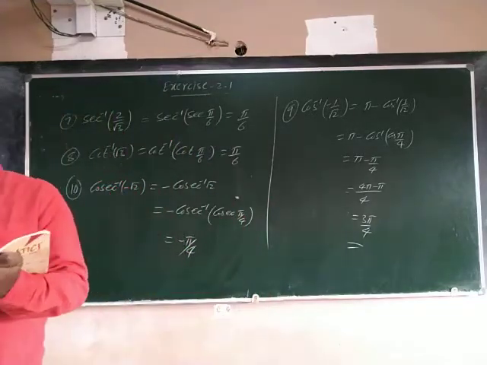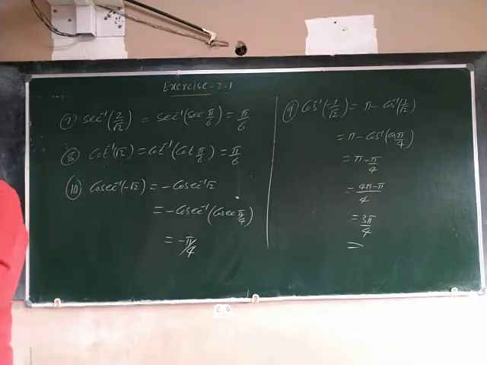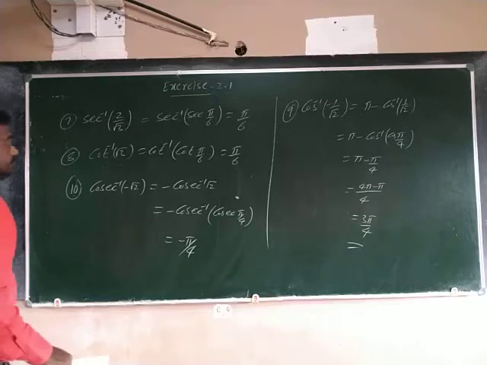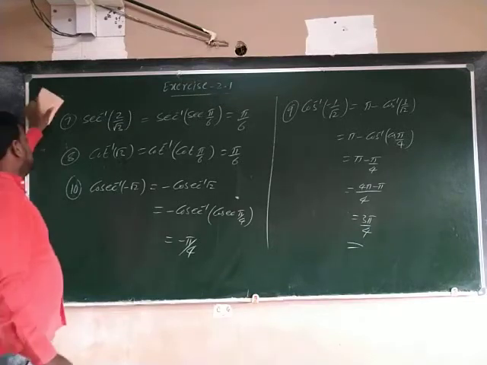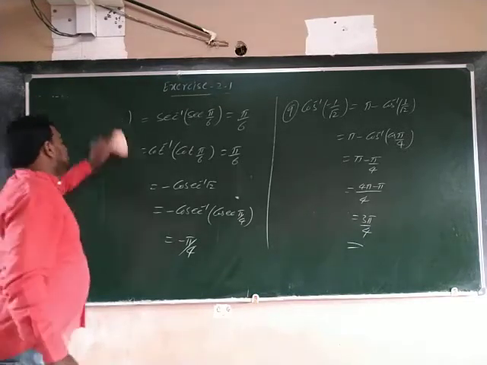Next, 11. Find the values of the following. So 11, 12, 13, 14 are the remaining 4 questions. Understood? Easy. Next, the 11th question.